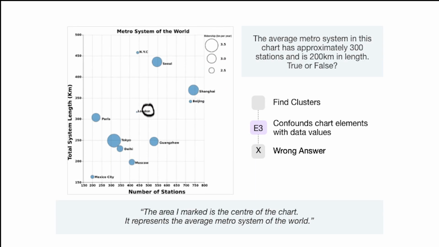Another interesting example of an encoding barrier is when viewers confounded chart elements, such as the range of values in the axis, with data values. In this example, when asked to find the average metro system for this dataset, this viewer concluded the exact center of the chart was the average of the data.